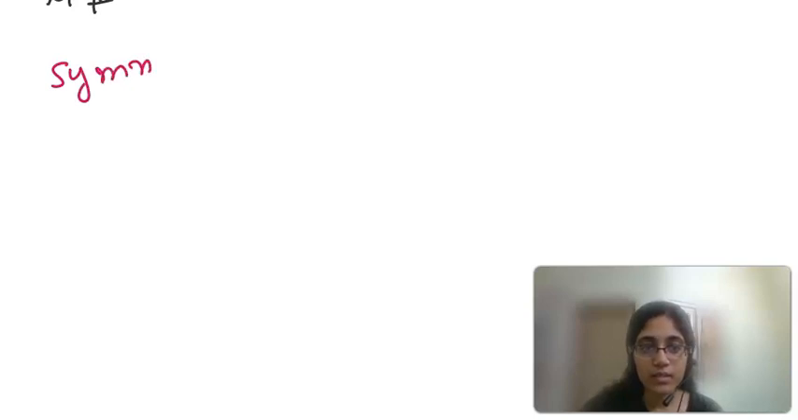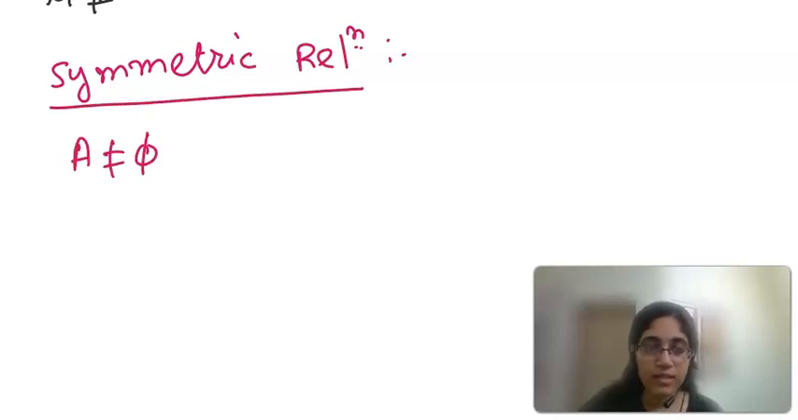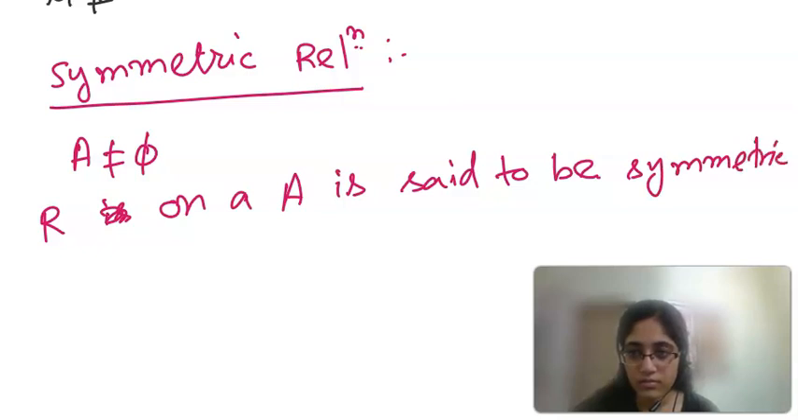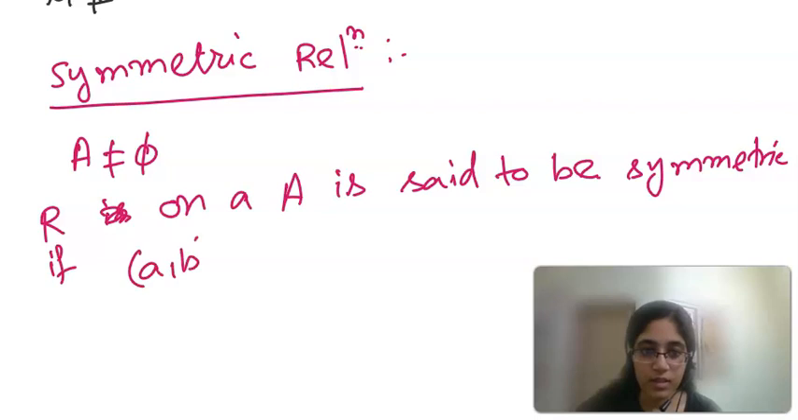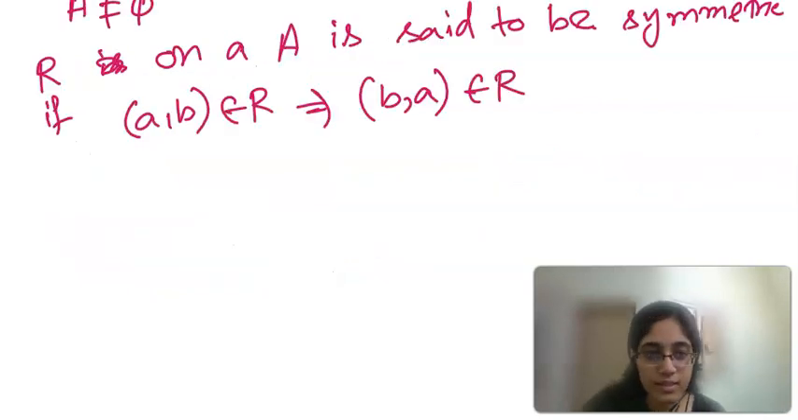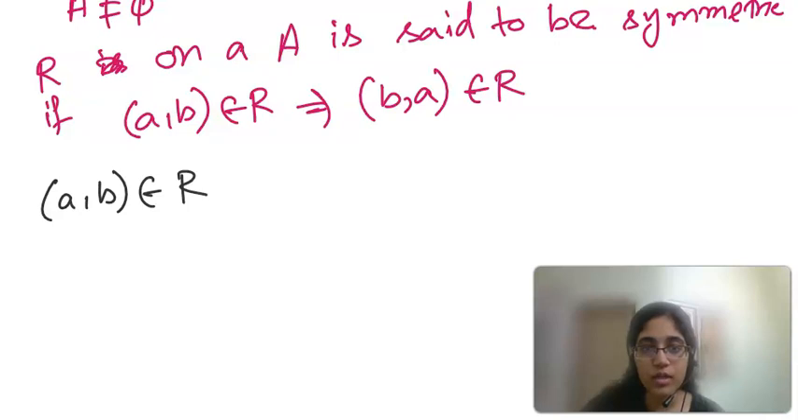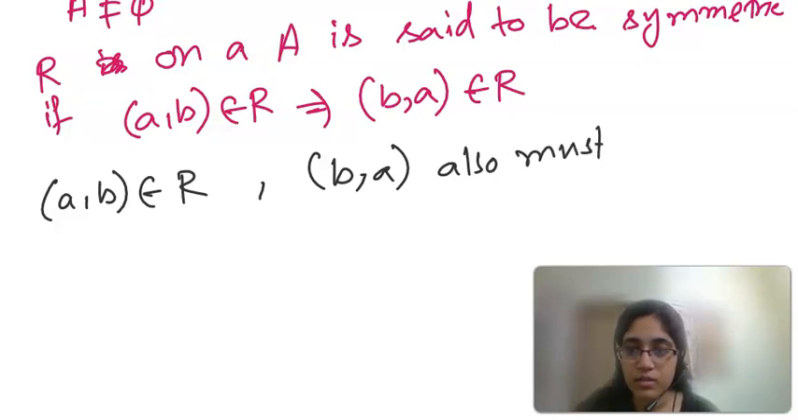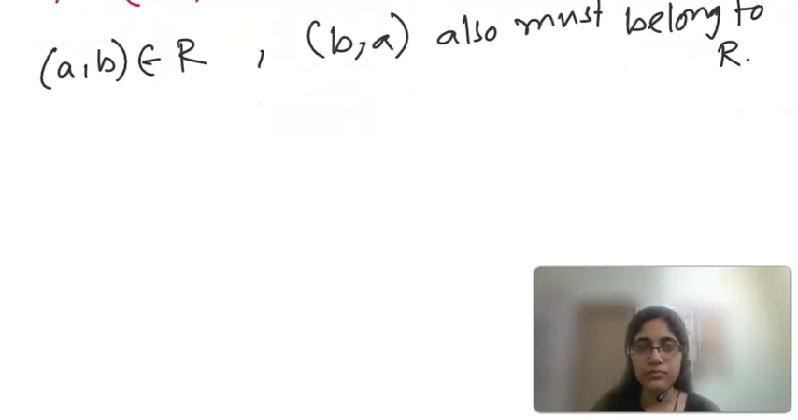Now let us define a symmetric relation. Suppose A is a non-null set, then a relation R on A is said to be symmetric if (a, b) belongs to R implies (b, a) also belongs to R. That is, if the ordered pair (a, b) belongs to R, then the ordered pair (b, a) also must belong to R.